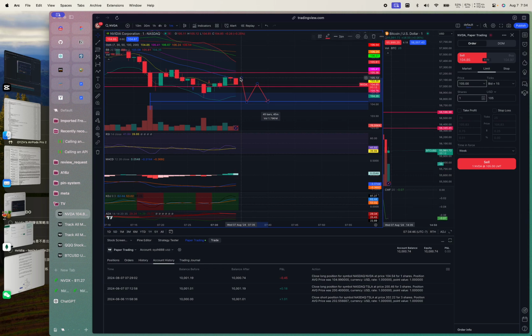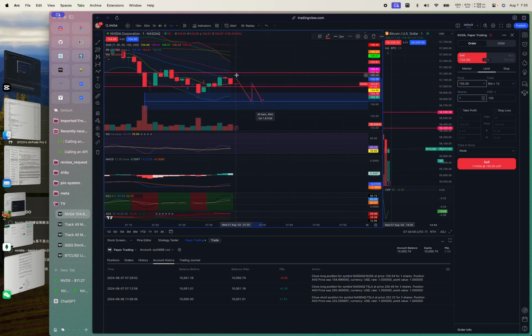But we can just sell now to take profit. If you enter here, you should short, you should sell it above this line, and it doesn't go above this line.